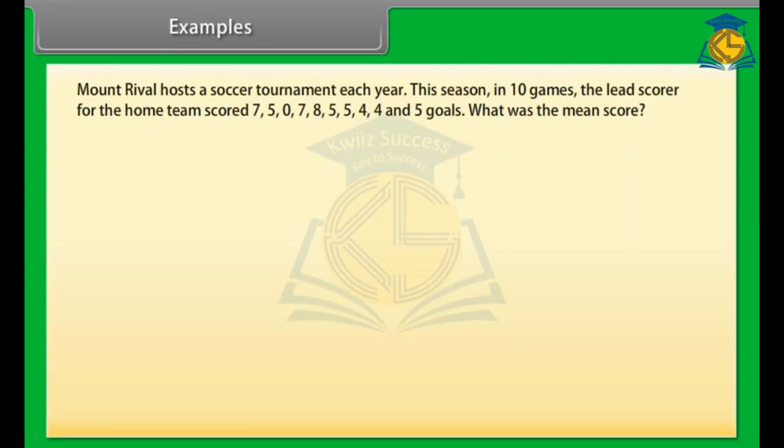Examples. Let us now solve some examples. Mount Rival hosts a soccer tournament each year.